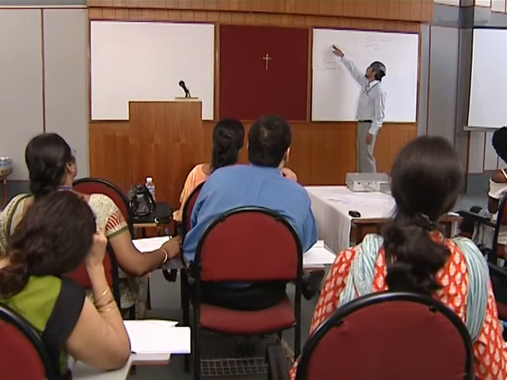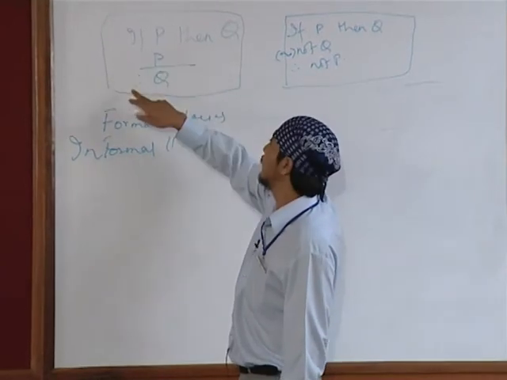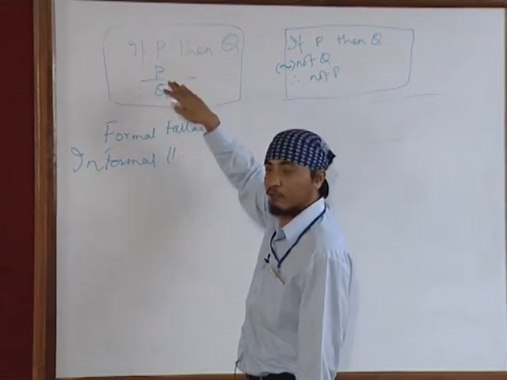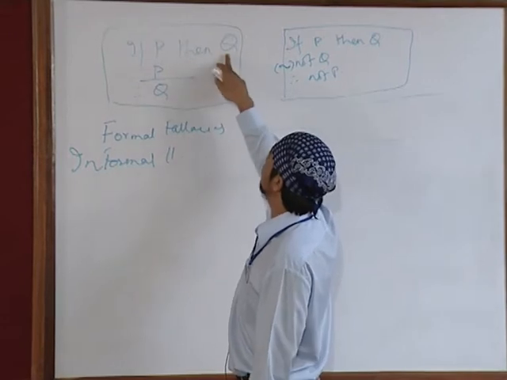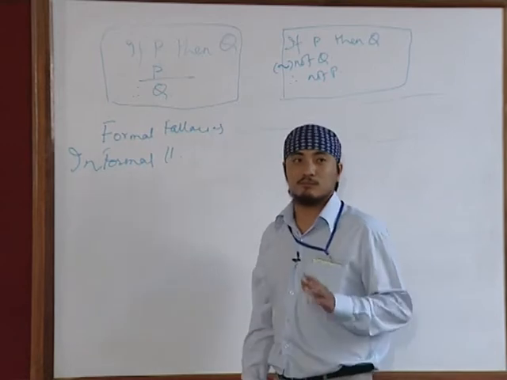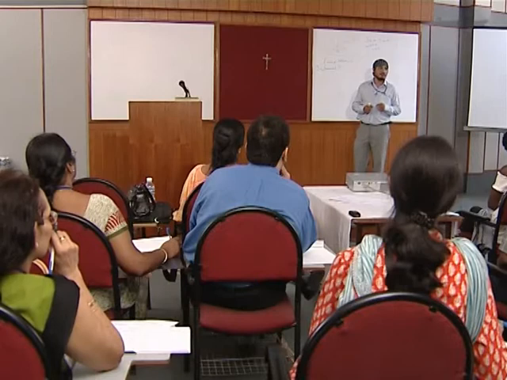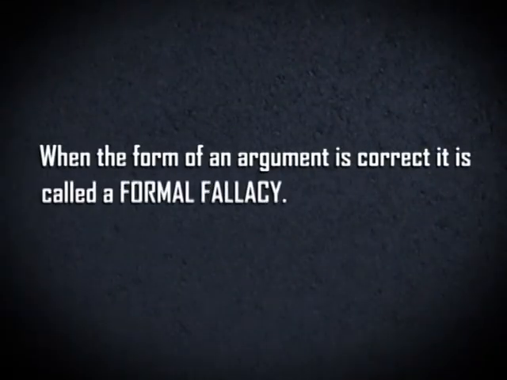If I say, for example, if it rains, then the ground will be wet. It has rained, therefore the ground is wet. Now this is fine. Now if instead of this I use an invalid form and say, if it rains then the ground is wet. Now supposing I place Q here. The ground is wet, therefore it has rained. No, it has not rained. Somebody took a bucket of water and just splashed it. The ground will still be wet. Right?